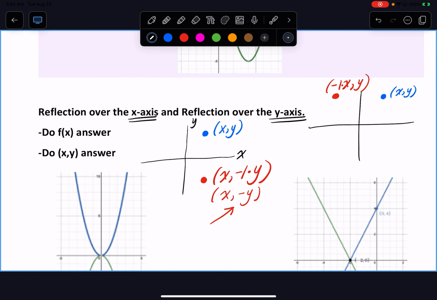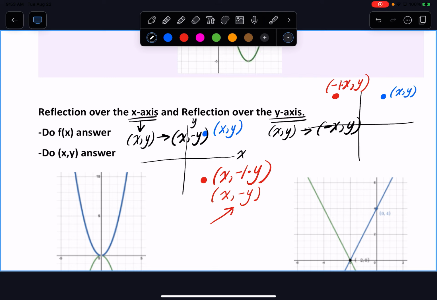So under the x-axis, say x, y goes to, over x, it's x, -y. Yes, everybody? That's the x, y transformation for reflection over the x-axis. For the y-axis, the x, y answer, you'd say x, y becomes -x, positive y. Now here's where you have to memorize. The f of x answer takes memorization.